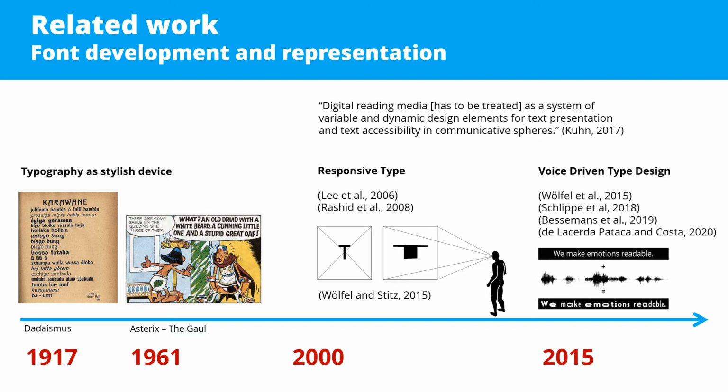To improve comprehension and to include non-textual information such as emotion or prosody in an utterance into a visual representation, Matthias Wölfe, Angelo Stitz, and me proposed voice-driven type design in 2015. Voice-driven type design adjusts the shape of each character according to particular acoustic features in the spoken reference. Other researchers followed this idea of expressing spoken language in this way.